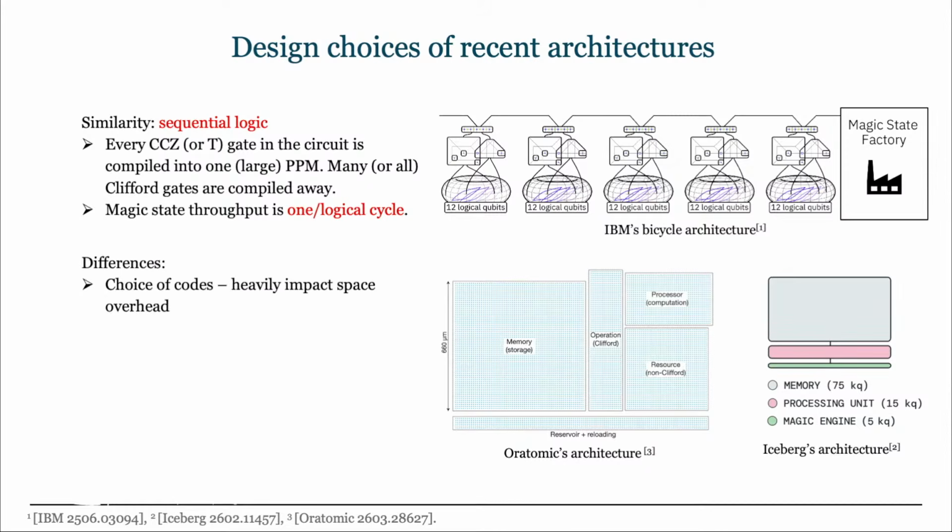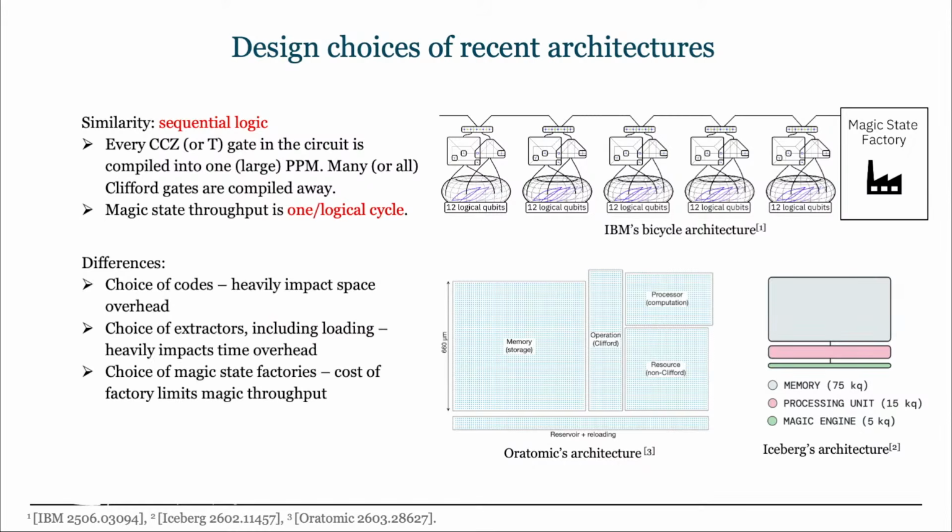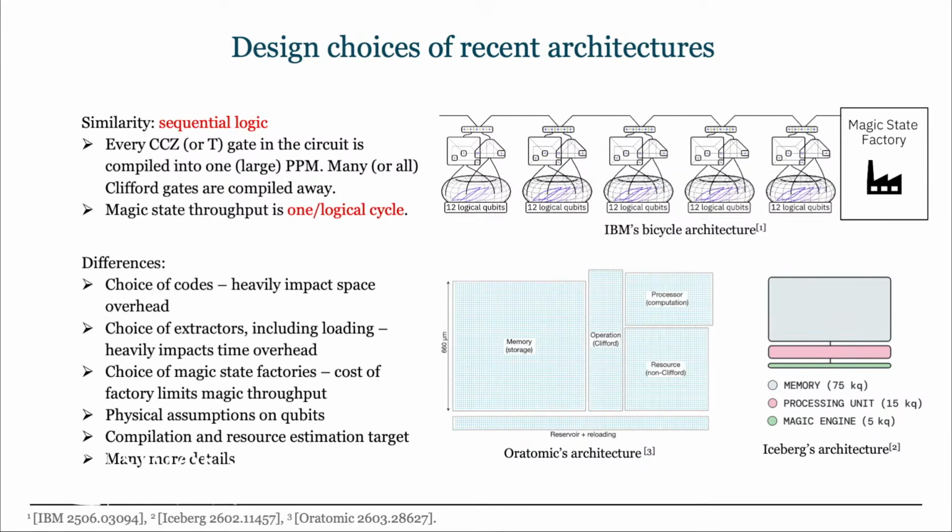Their choice of codes is different. It has an impact on space overhead. The choice of extractors is different. The choice of magic states is different. And the physical assumptions on the qubits are very different, which is why the numbers vary a lot. And the compilation resource estimation target is also quite different. There are many, many more details I won't go into. But yeah, these are some of the design choices made in recent architectures.